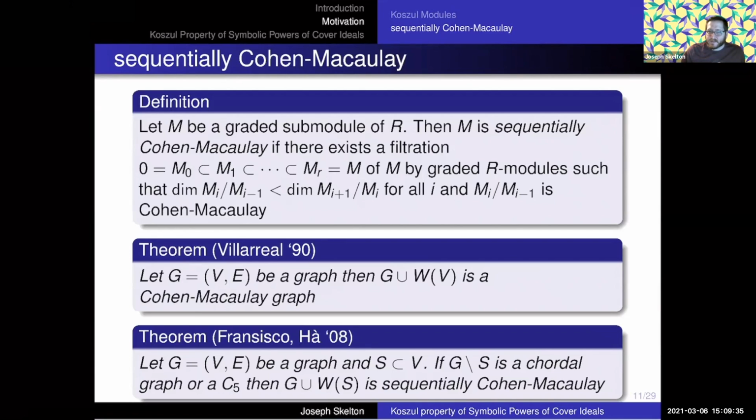These relate to graphs because in 1990, Villarreal showed that if you whisker all the vertices of a graph, then that graph is Cohen-Macaulay. And then Francisco and Ha in 2008 showed that if you whisker a certain subset of vertices, when the graph is either chordal or C5, then that graph is sequentially Cohen-Macaulay. So Villarreal showed Cohen-Macaulay, which is a slightly stronger thing, and Francisco and Ha showed sequentially Cohen-Macaulay by whiskering a subset. So we get a slightly looser restriction and a slightly looser result.